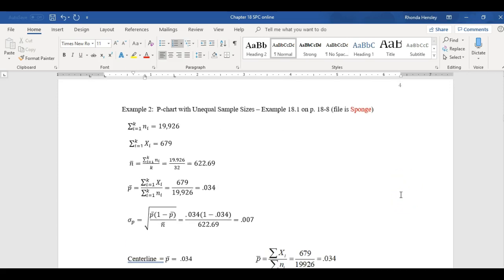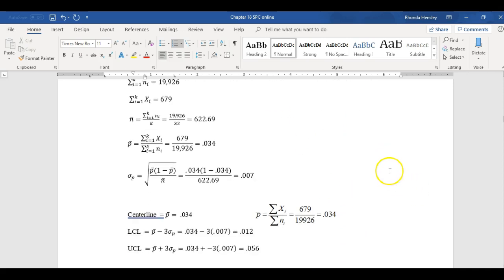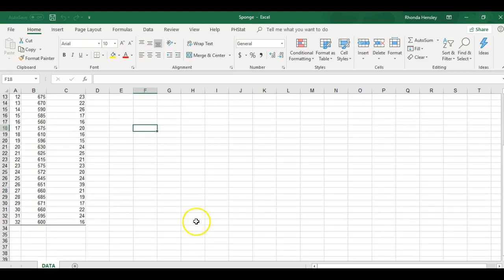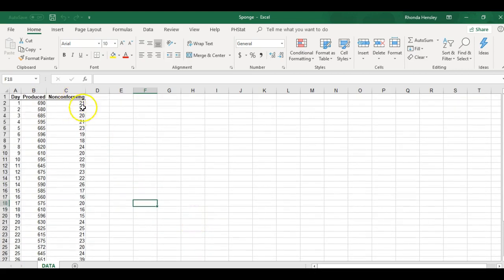He goes through an example in the book on page 18-8, example 18.1, I think it's 18.1, where he uses a file called Sponge. This particular one is a P chart, but you've got differing sample sizes, so you've got to go through a lot of hoops to get this done. To do this in Excel, I open up the file called Sponge, and you will see that for these sponges, they produce different numbers. You see the sample sizes vary every day, and they've got the number of non-conforming.